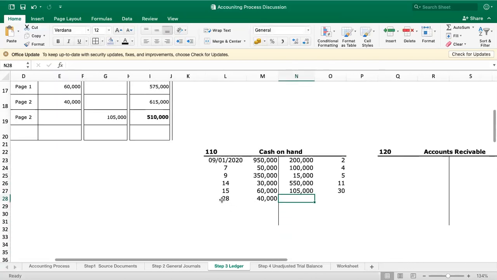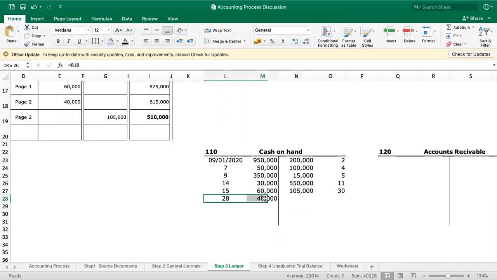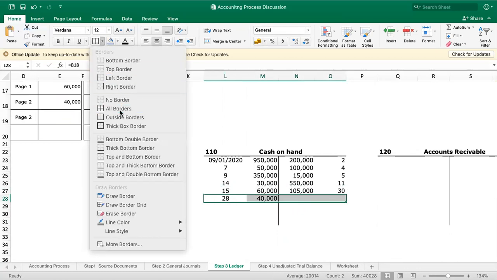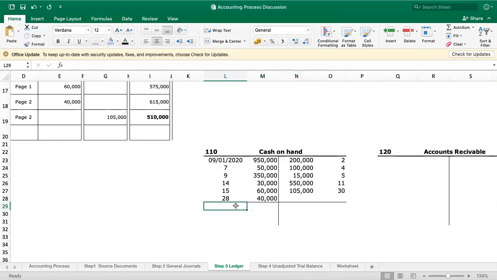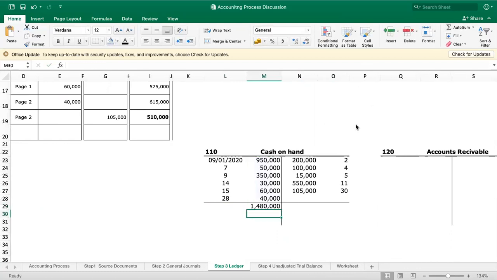How much is your total? Okay, this is your total debits. So let's just total everything. So that's 950 plus 50 plus 350 plus 30 plus 60 plus 40, that is 1,480,000. Then next, you have 200 for your total credits.